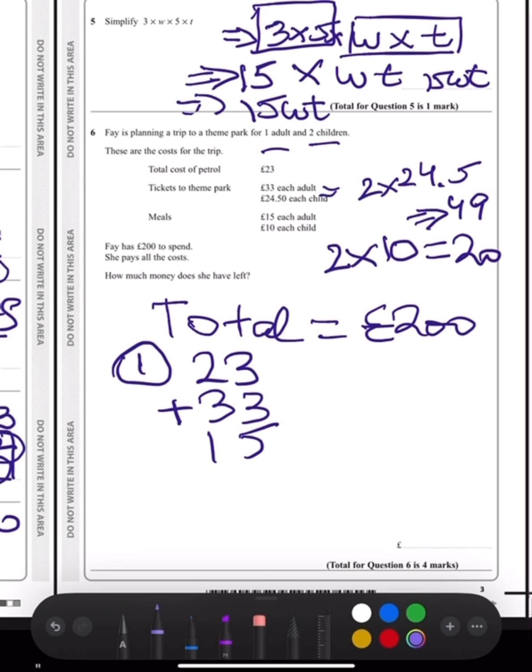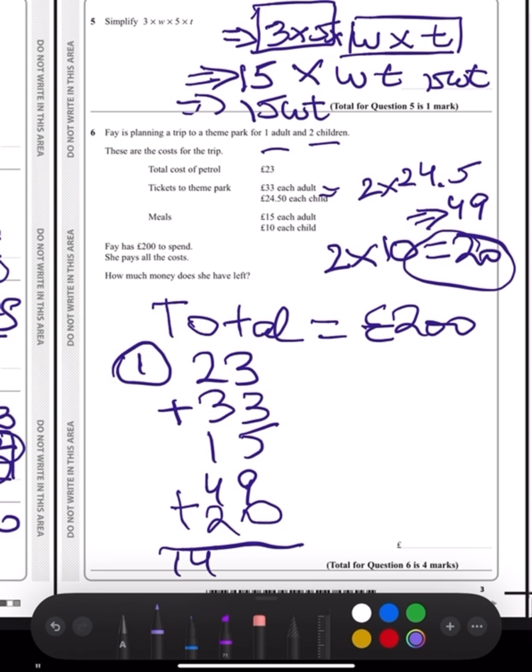We've got 49 as our first value, which is the tickets to the theme park for 2 children. So tickets to the park for 2 children. So we basically write 49, and then we would add up, and then the next one is for the meals. We know we got a 20 for 2 children, so we basically write a 20. Adding these all up, we get an answer of 140.